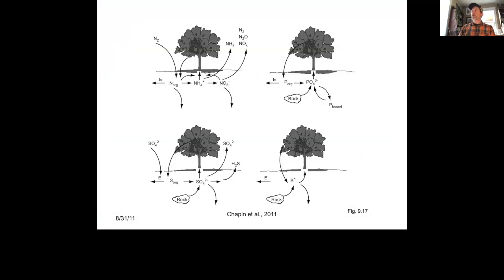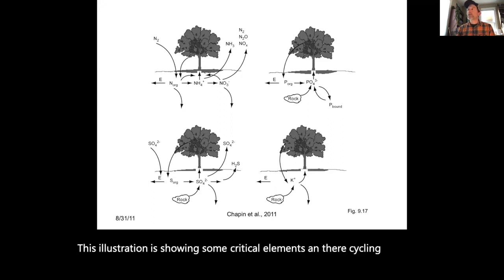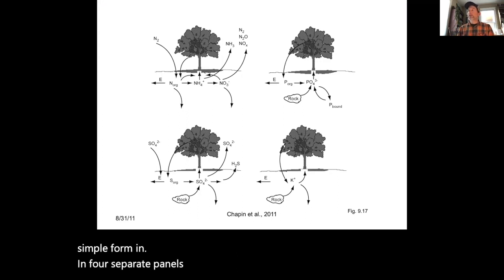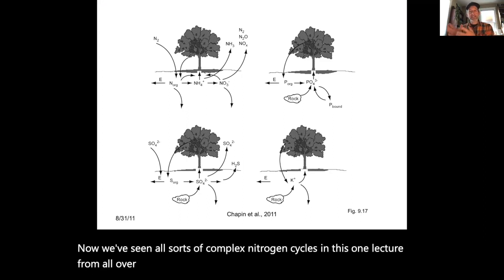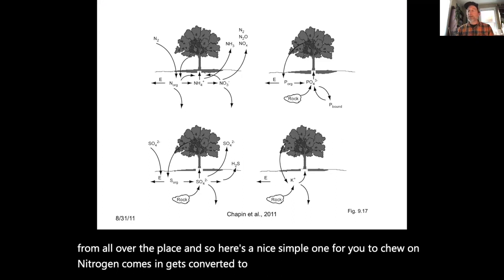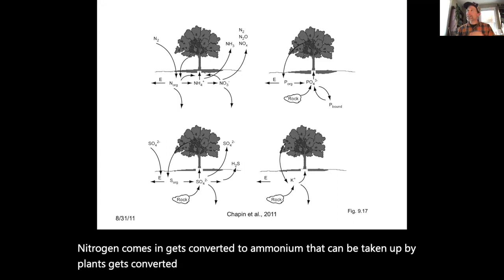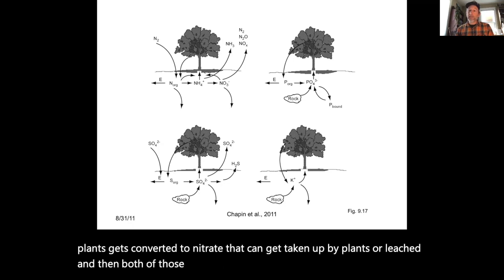This illustration is showing some critical elements and their cycling in a simple form in four separate panels. So first, in the upper left, we have the nitrogen cycle. Now, we've seen all sorts of complex nitrogen cycles in this one lecture, and so here's a nice simple one for you to chew on. Nitrogen comes in, gets converted to ammonium, that can be taken up by plants, gets converted to nitrate, that can get taken up by plants or leached. And then both of those can potentially degas back into nitrogen gas in the atmosphere.